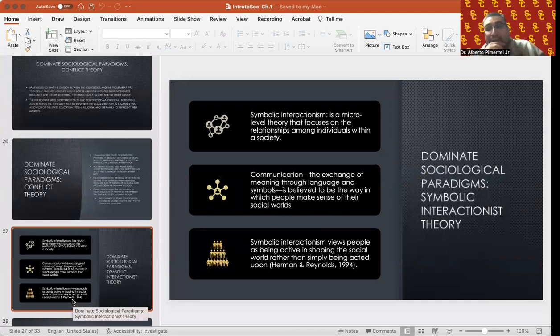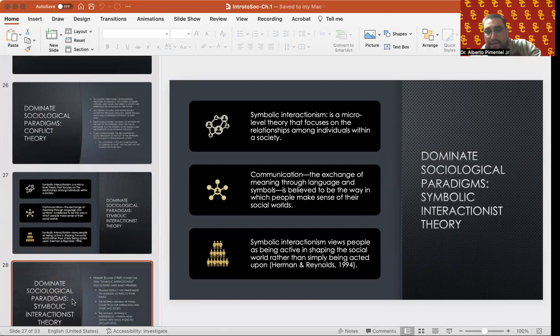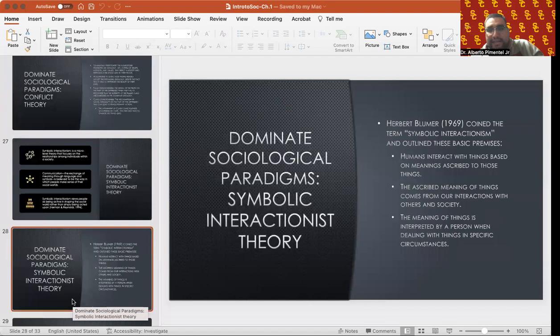And then we cross over to symbolic interactionism, and symbolic interactionism is on a face-to-face level, on an individual level. This idea that we derive meaning from our language and from symbols that are around us. This idea that humans interact with things based on meanings ascribed to those things. That the ascribed meanings of those things come from our interactions with others in society.